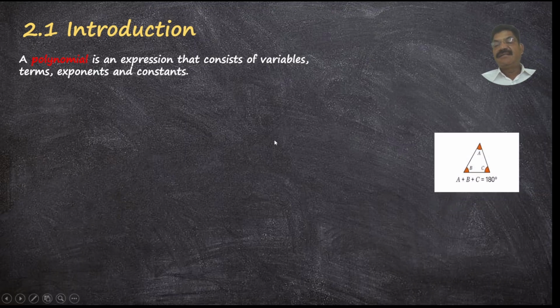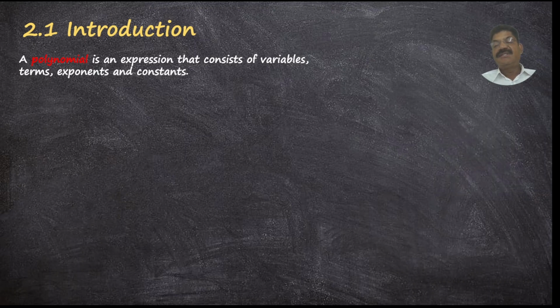Consider this triangle. This is an arbitrary triangle. A, B and C are the angles. They can assume any value, but A plus B plus C is equal to 180 degrees. Whatever the triangle is, whatever A, B and C may be, their sum is always constant. Therefore, A, B, C are variables, but A plus B plus C is equal to 180, which is a constant.